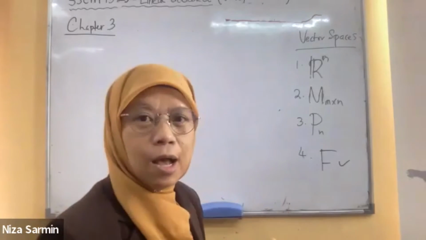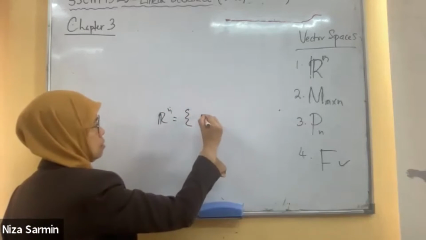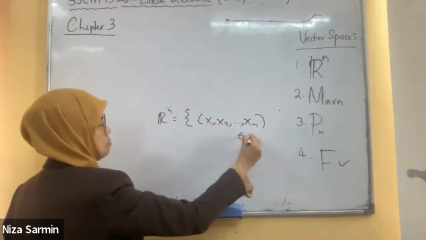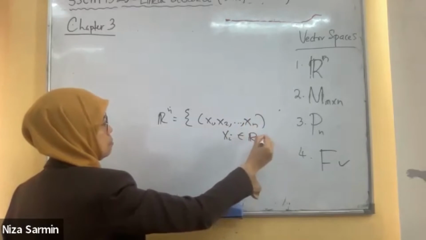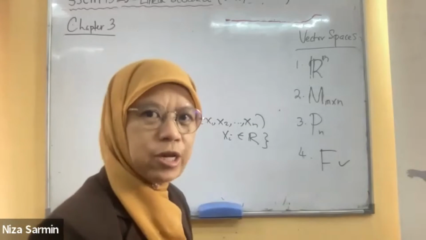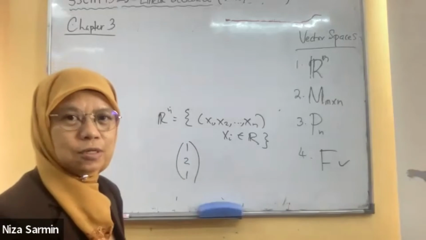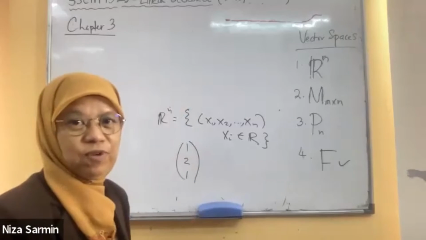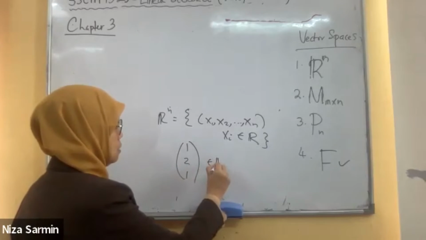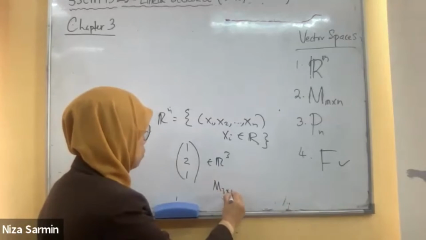So Rn means a set of n components, n of them. Sometimes in some books, they write the components as vectors or as a column. So some authors in the book say this is in R3, though they did not mention this is a 3 by 1 matrix.